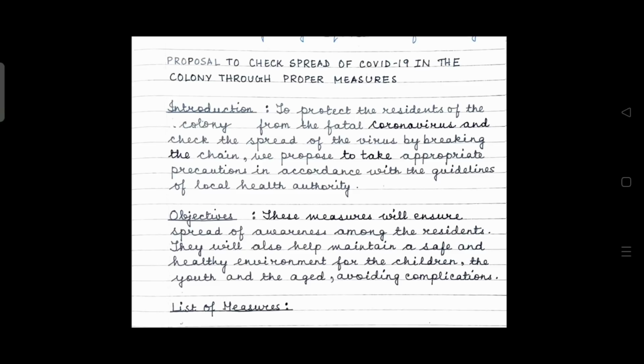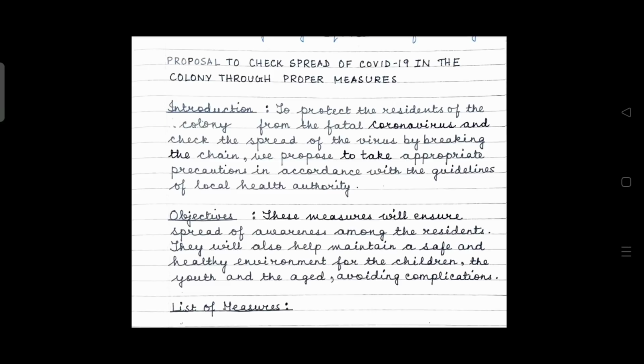Notice how I have used appropriate language. Fatal coronavirus and then spread of virus, breaking the chain. Notice how these expressions are effectively used in the introduction itself. This is how you write a powerful, convincing proposal. In accordance with the guidelines of local health authority, all expressions are absolutely appropriate.